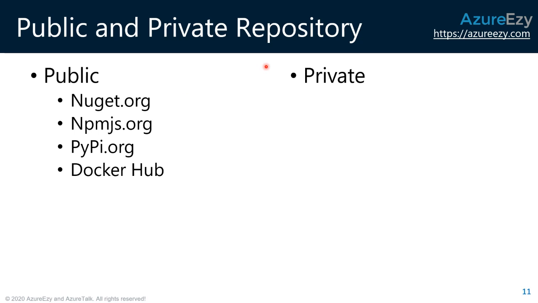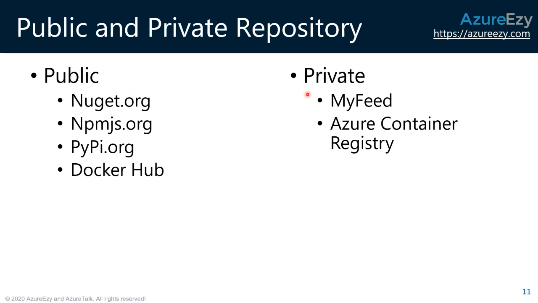Suppose you are developing a Docker image or a NuGet package that you cannot publish on a public website. Then there are private options which help you host it on-prem, where you can control the access: who can look at it, who can use it, who can consume it, who can publish on it, and all those things. For that, you have this My Feed. We will be looking at this in Azure Artifacts. You can name it whatever; My Feed is just a name I have given. That is a way to create your feed in Azure Artifacts.